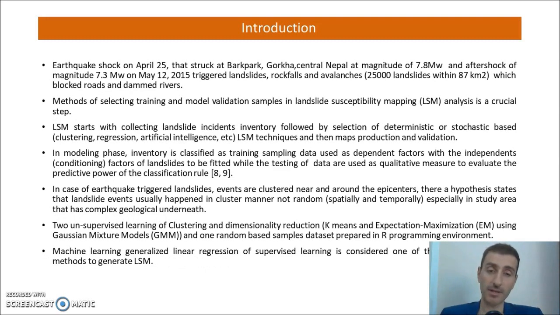The earthquake happened on the 25th of April and struck central Nepal, with a magnitude of 7.8. The aftershock, on the 12th of May, was almost 7.3. They triggered landslides and rockfalls, almost 25,000 incidents within 90 square meters, which caused too many losses in land uses, blocked roads, dammed rivers and so on.